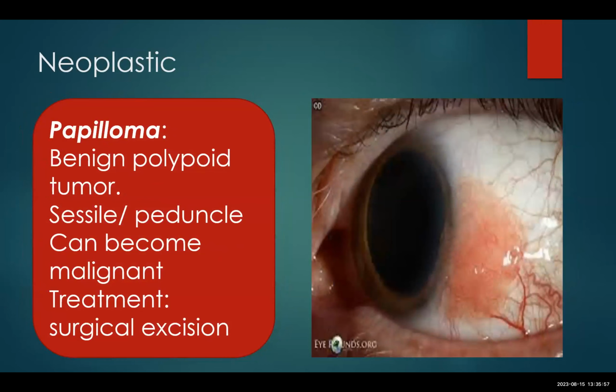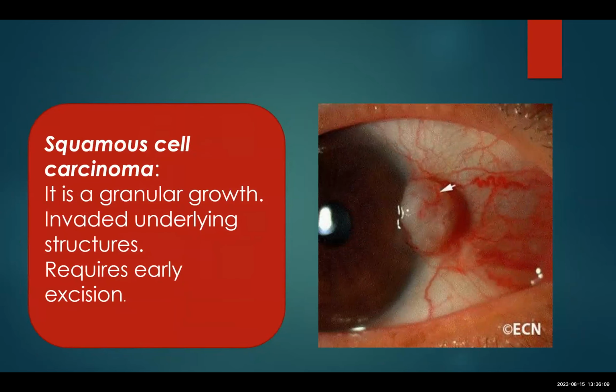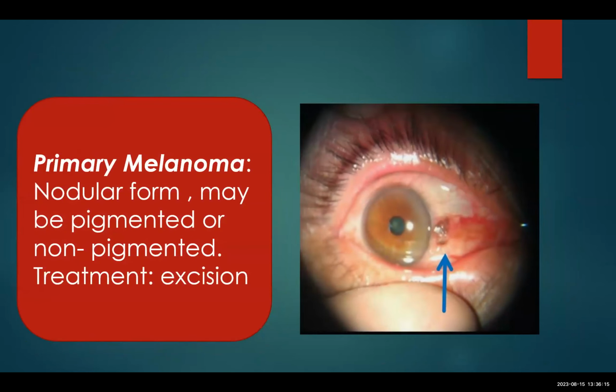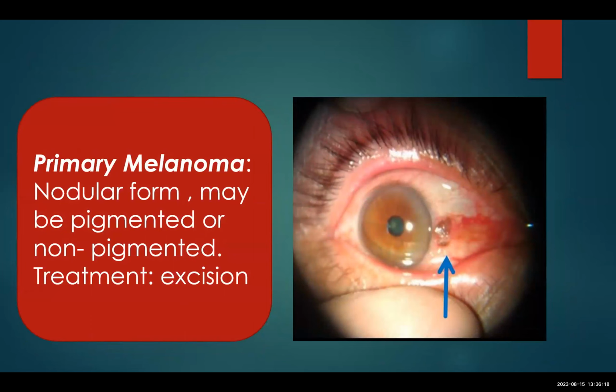Next, we move on to neoplastic causes, which includes papilloma. It is a benign polypoid tumor which can be pedunculated or sessile. It can become malignant, therefore surgical excision is indicated. Next, we move on to squamous cell carcinoma. It is a granular growth invading the underlying structures. It requires early excision. Next is primary melanoma. It is in nodular form, may be pigmented or not pigmented. Surgical excision is the treatment of choice.